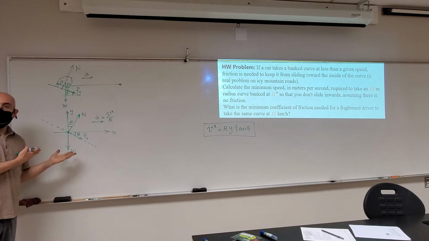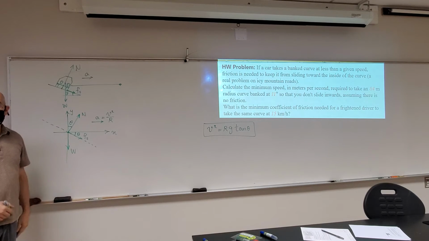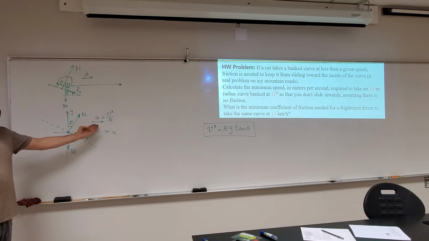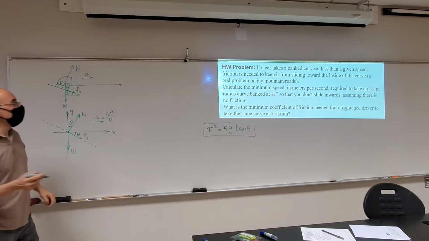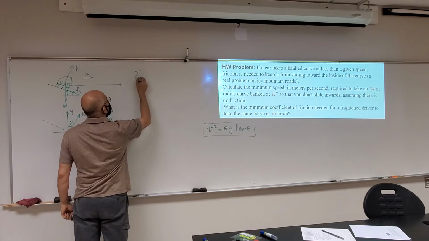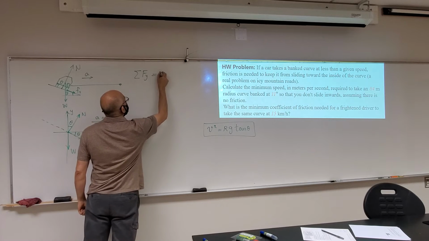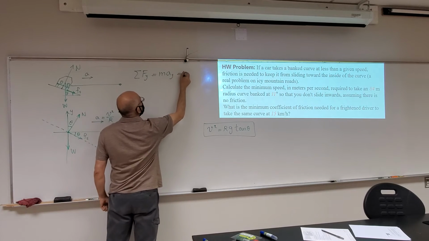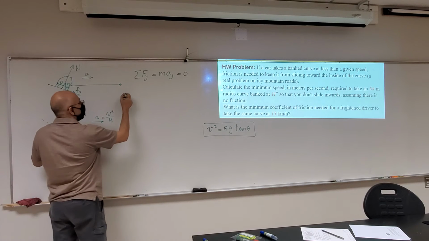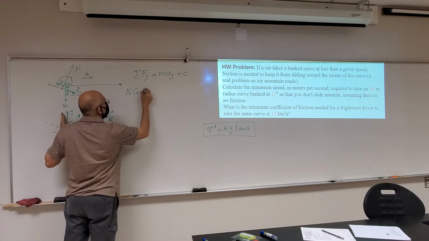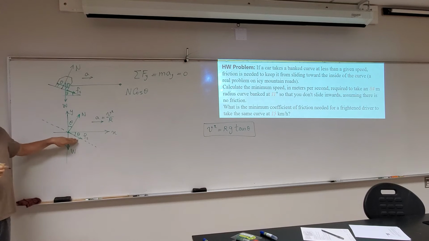As usual, we have the free body diagram. Sum of fx equal to ma, sum of fy equal to ma. Because the acceleration is in the x direction, we do sum of fy equal to 0. So sum of fy equal to ma y, which is 0. What is sum of fy? Sum of fy is n cosine theta, right? So we have n cosine theta. What is the y component of fs?